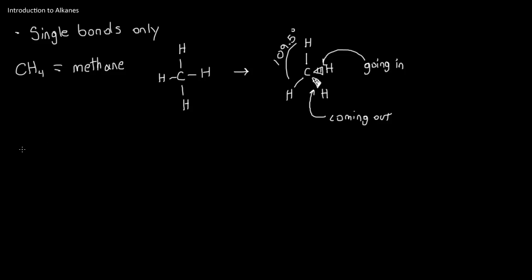Now, next one we're going to look at is ethane. Now, we're going to bump it up to have a second carbon so we can look a bit more at the single bond structure that we're kind of looking for here. So now we're going to look at CH3CH3, which is ethane. I'll write that out for you guys as well.